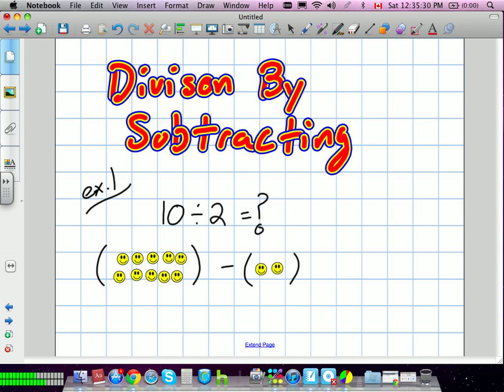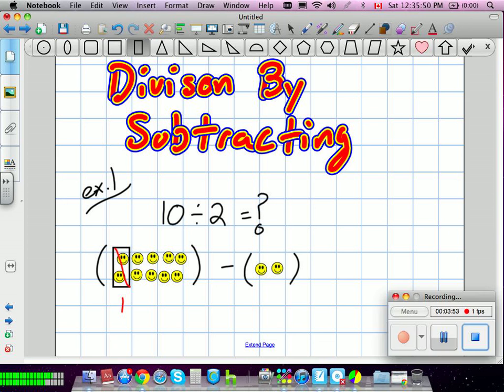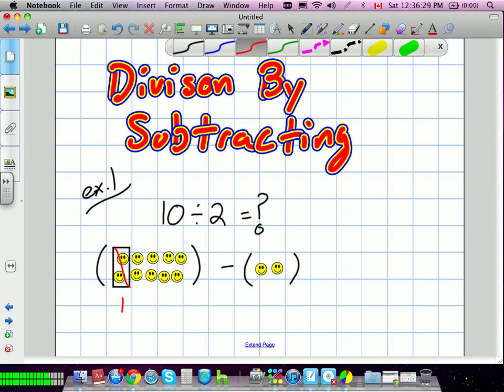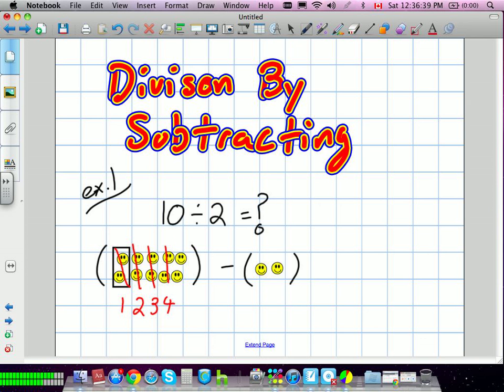We could look at it like a group, or we could look at it like this. We're going to be subtracting. So I'm going to do it like this, and we cross out 2 faces. So I've crossed them out once. Same idea, I cut out 2 more. I've done it twice. I cut out 2 more. I've done it 3 times. I cut out 2 more. I've done it 4 times. How many times can I cut out the number 2? 5. That's right. So 10 divided by 2 is 5.